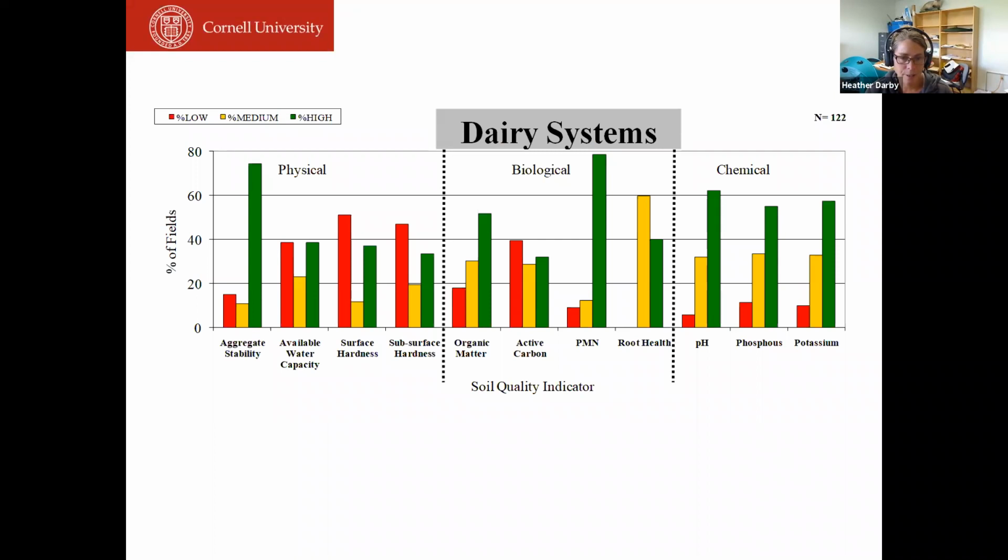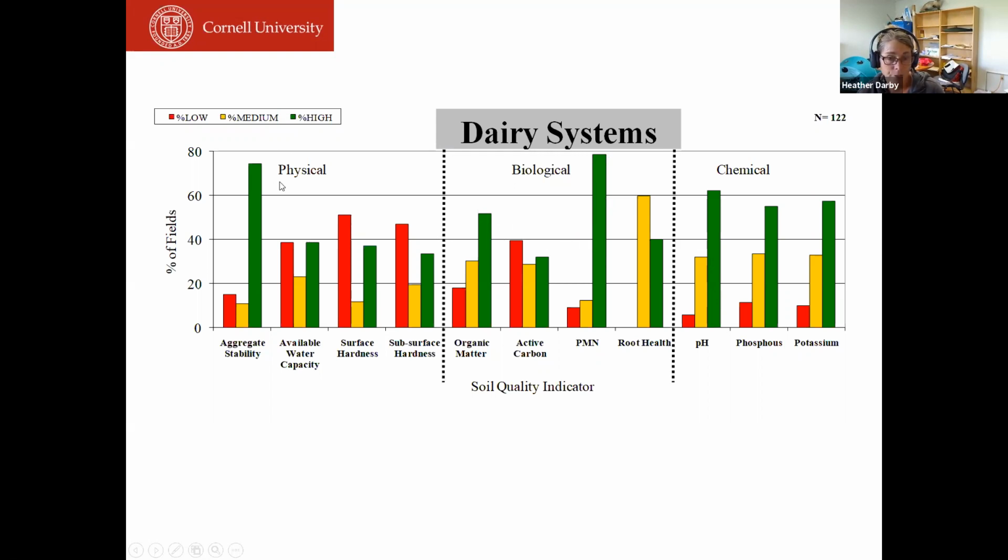Now, if we look at dairy systems, you can see with dairy, we're doing pretty well, again, with the chemical aspect of the soil. Surprisingly, really the biology isn't too bad as well. You can see a lot of people have high organic matter fields, high levels of mineralizable nitrogen. The root health seems to be good. The active carbon's not so great.